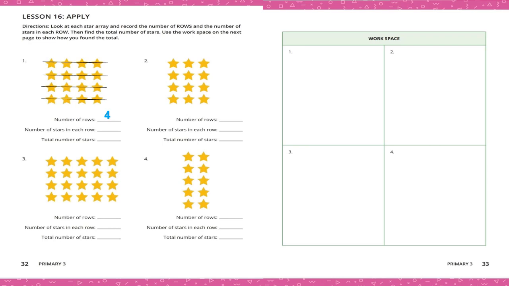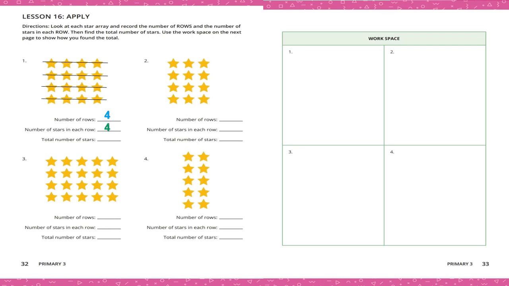The number of stars in each row. In each row. How many stars in each row? In the first row, how many stars? 4. In second, 4, and so on. So the number of stars in each row, 4.